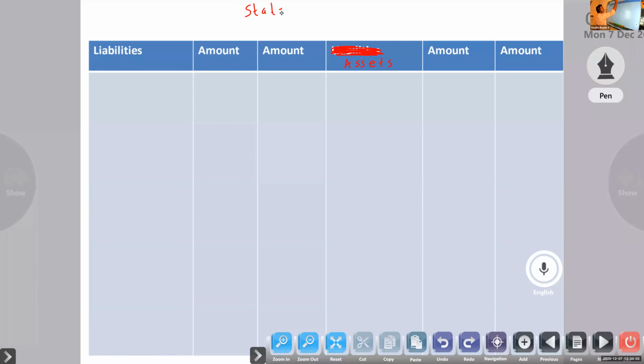Statement of affairs, statement of affairs as on. So now we will do statement of affairs. Next we will do with the adjustment. Okay, statement of profit and loss account. It's only 5 minutes, 6 minutes. Statement of affairs as on December 31st, 2012 and 31st December 2013.